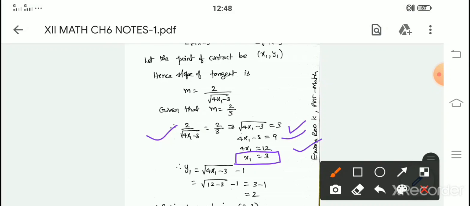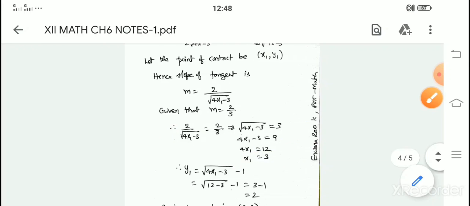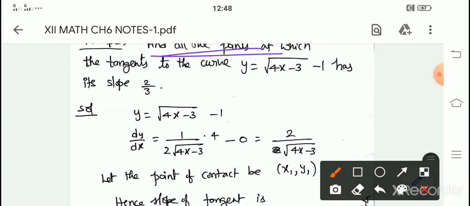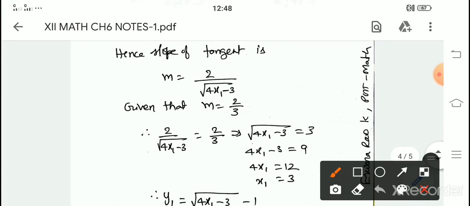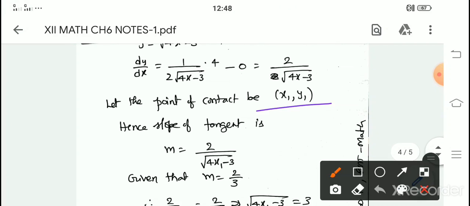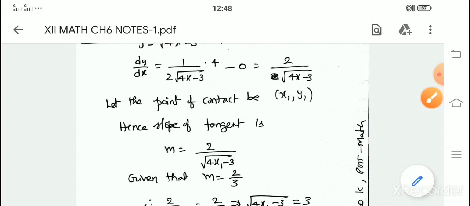So if x1 is equal to 3, you have to find out y1 because they are asking for the point. When they ask for the point, x1, y1 is the point, but I got only the x1 value. How to find out y1? Remember, x1 and y1 is on the curve.